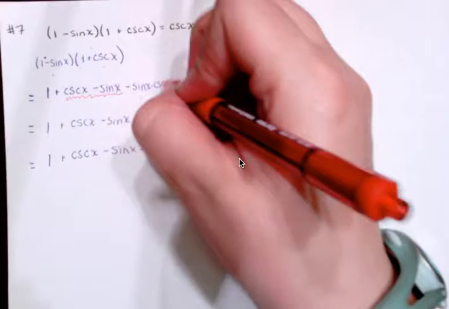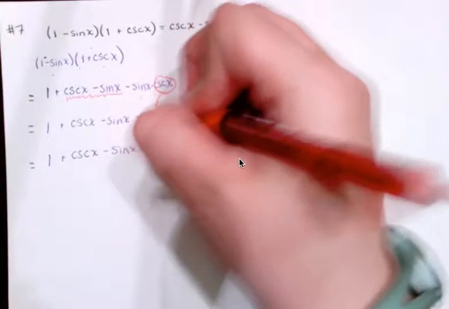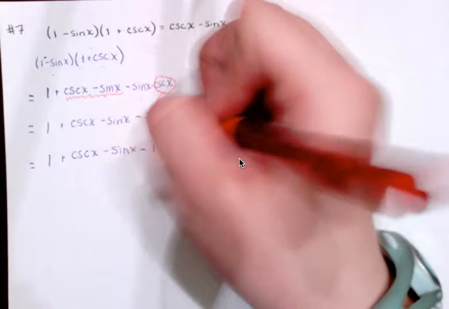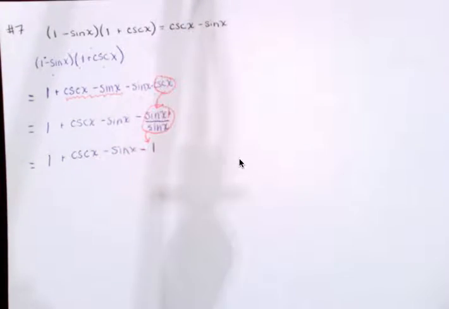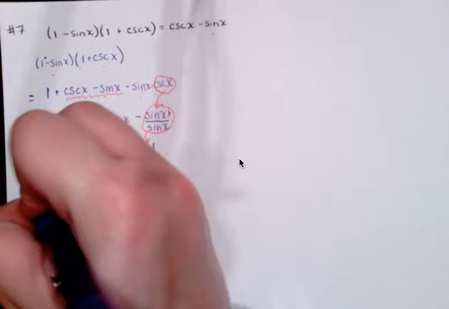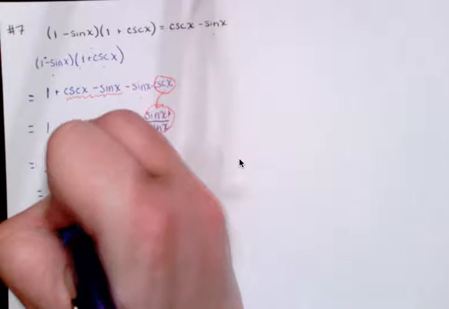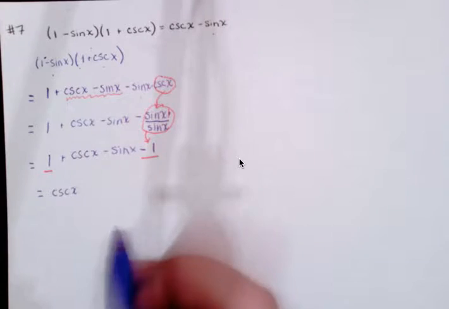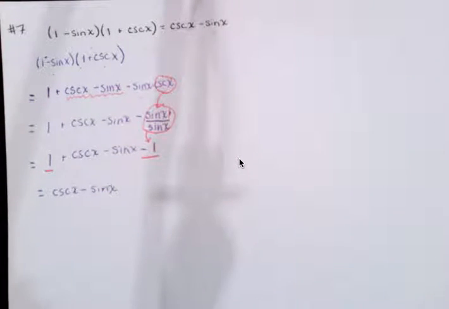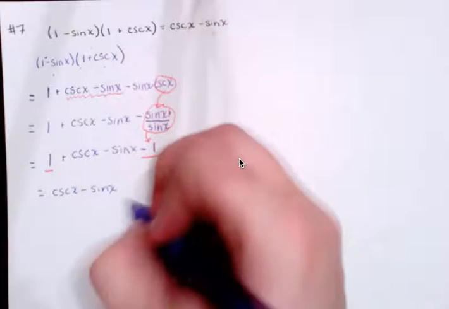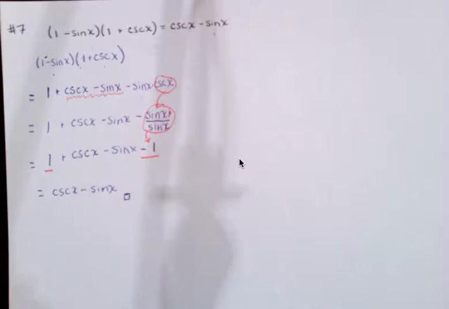Again, that came from, we rewrote cosecant as 1 over sine. And then I rewrote sine over sine as 1. Now I have a 1 and a negative 1. Those are going to cancel each other out. So then I get cosecant of x minus sine of x, which is the proof I wanted to get to. That's where I wanted to be at, so I know I'm done. So I can put a box saying, hey, I have finished the proof. Then you go on to number 8.